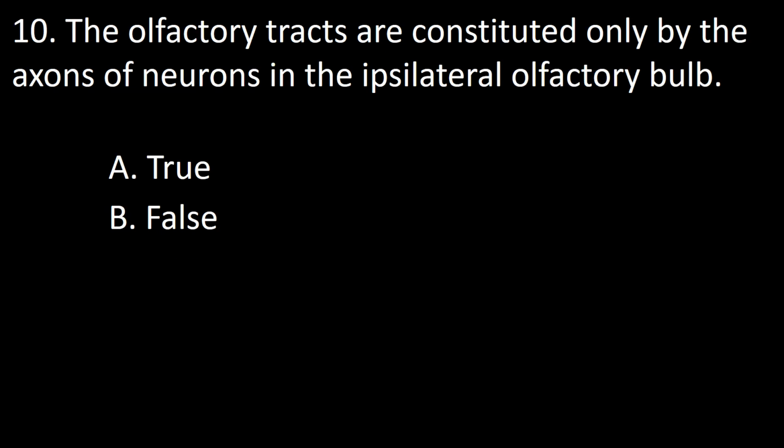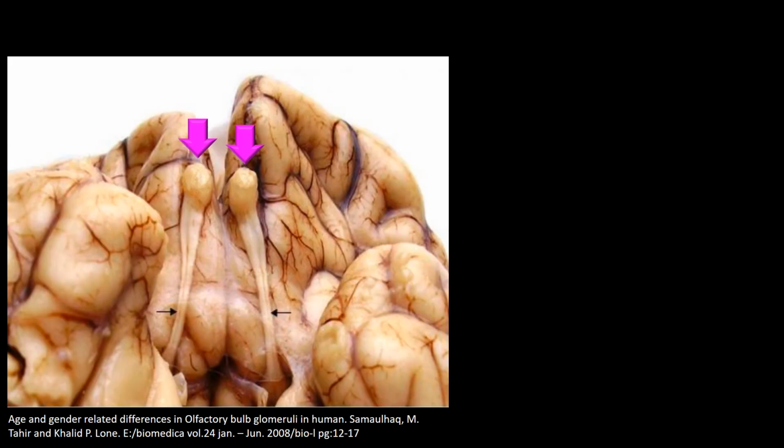Next question. The olfactory tracts are constituted only by the axons of neurons in the ipsilateral olfactory bulb. A true, B false. This is a photograph of the orbitofrontal regions of the brain. Indicated by the magenta arrows are the bulbs, which are part of the paleocortex.